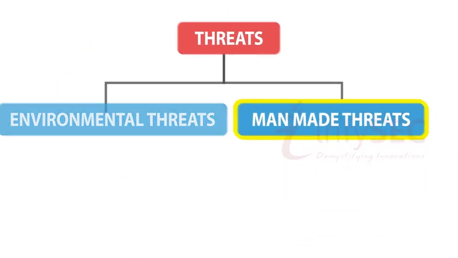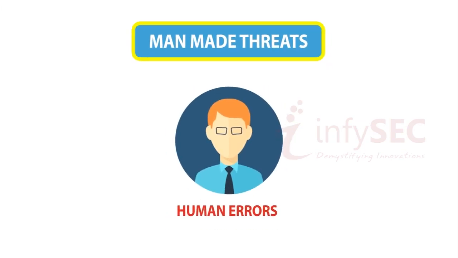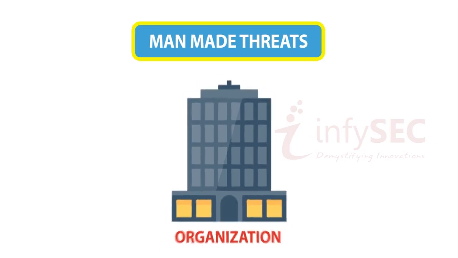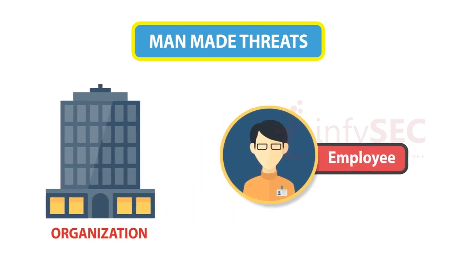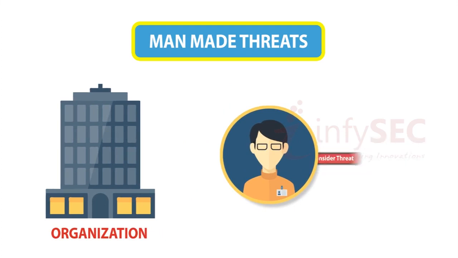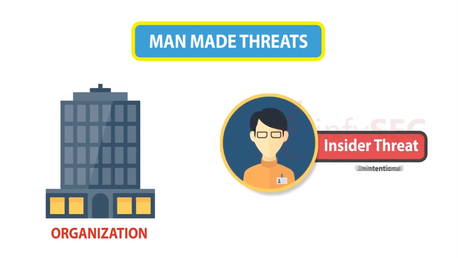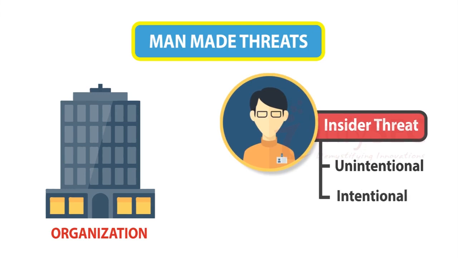Man-made threats. Human errors and weaknesses make up most of the man-made threats. An employee is the greatest asset as well as the most dangerous possible threat to an organization. The first category of man-made threats are caused by the employees. This is also known as an insider threat. This may be unintentional as well as intentional.